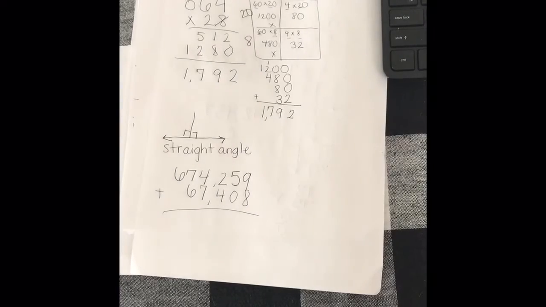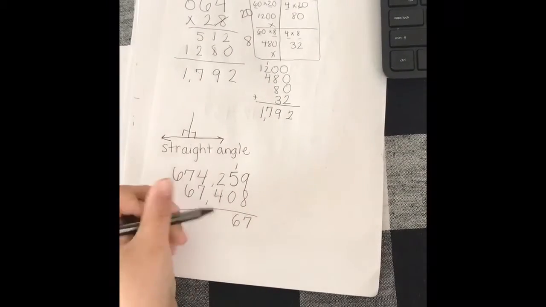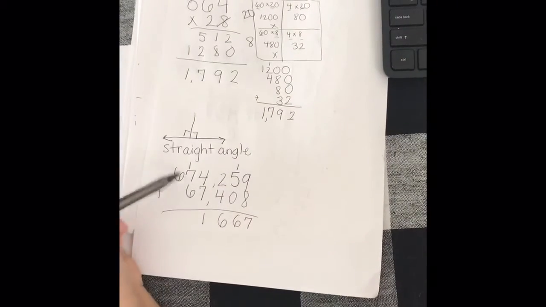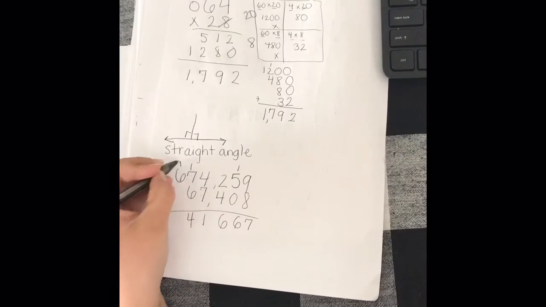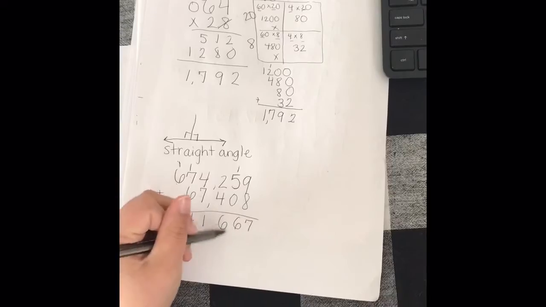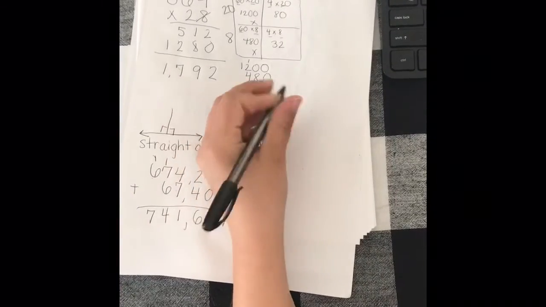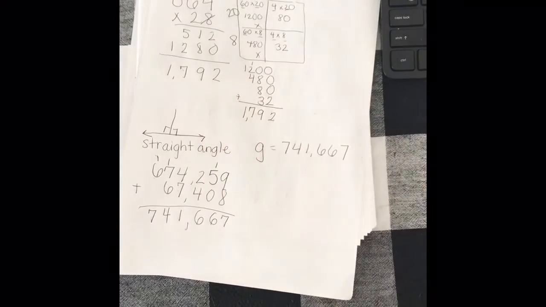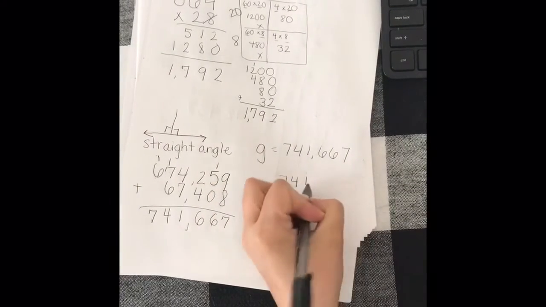Let's solve it. 9 and 8 is 17. 5 and 1 is 6. 4 and 2 is 6. 7 and 4 is 11. 7 plus 7 is 14. 6 and 1 is 7. So I got a total value for G of 741,667.